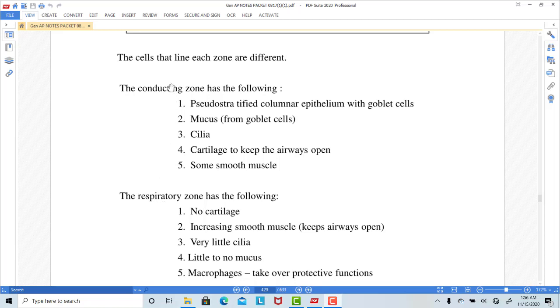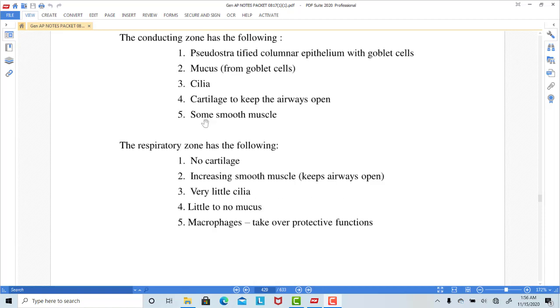The conducting zone, again, is just the trachea, the primary, secondary, tertiary bronchi, and the bronchioles. So that's just the passageway, the airways. And there's a lot of mucus and cilia and cartilage in the upper part of the conducting zone. But as we get to the bottom of the conducting zone, to the bronchioles, it's mostly smooth muscle.